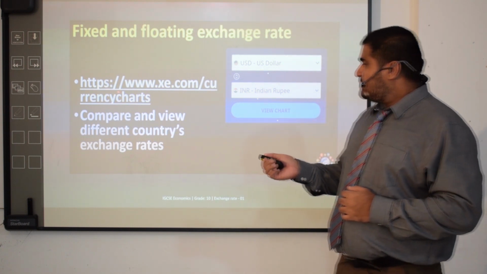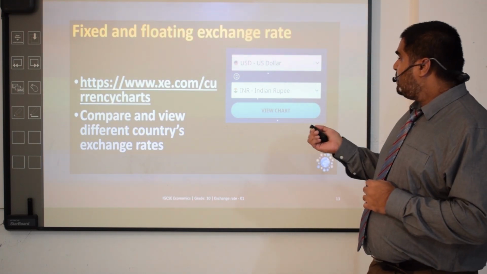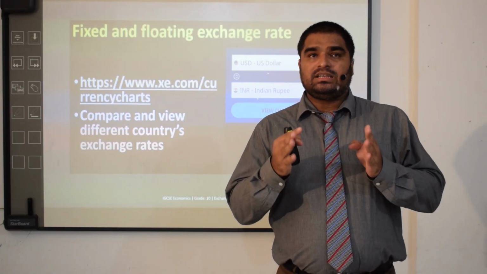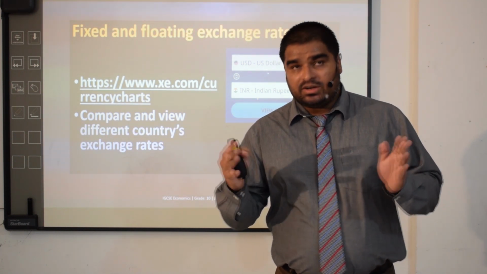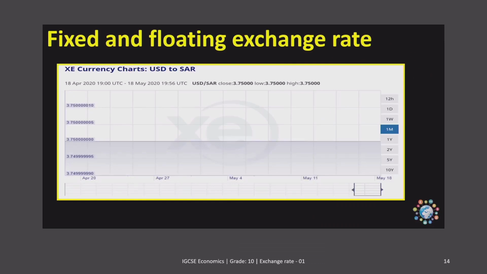When you go to this website, you will see a dialog box like this, where you can select any two currencies and click view chart. By doing that, you will see the relationship between the exchange rates of these two currencies in a chart. So I went to this website and searched for the relationship between Saudi riyal and US dollar. And this is what I found.